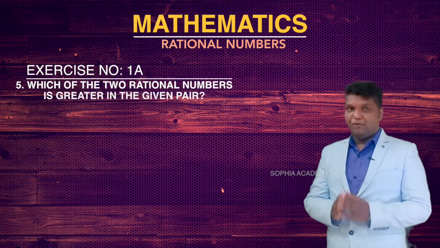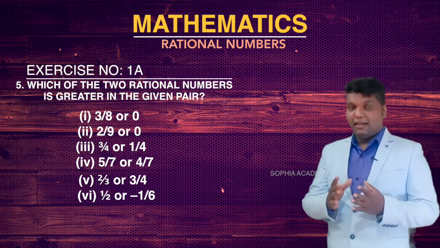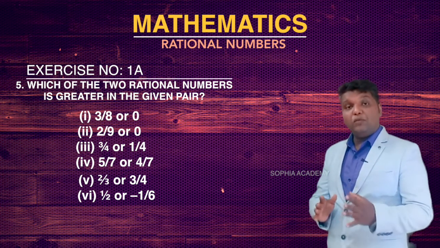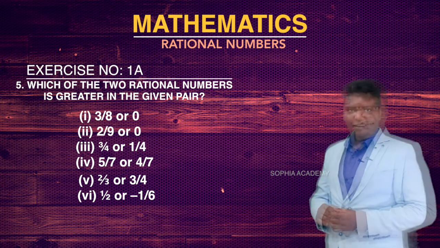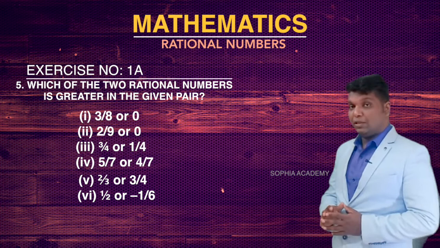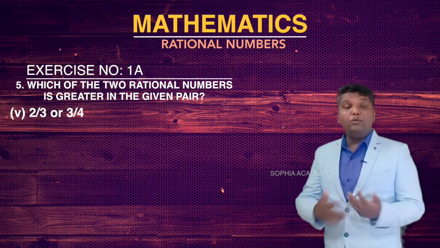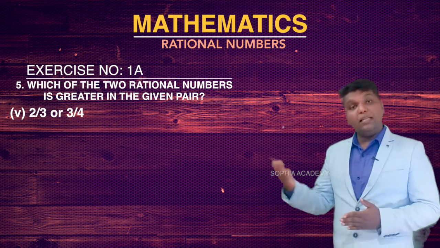Main question number 5. Which of the two rational numbers is greater in the given pair? There are plenty of pairs given here. Let us choose one of the questions: 2 by 3 or 3 by 4. What is our question? We have to check whether 2 by 3 is greater or 3 by 4 is greater.